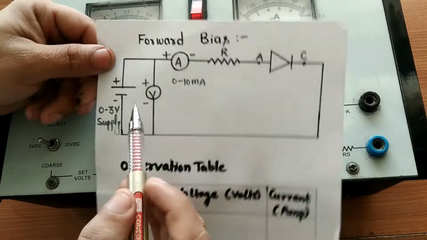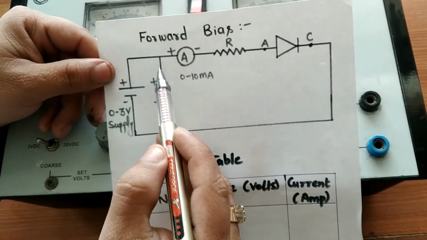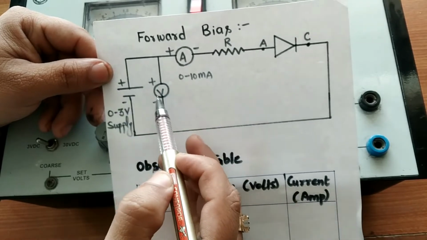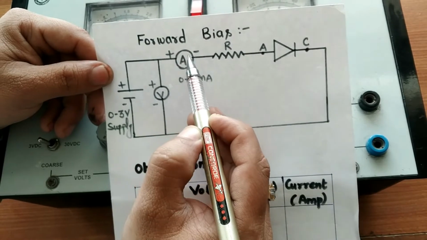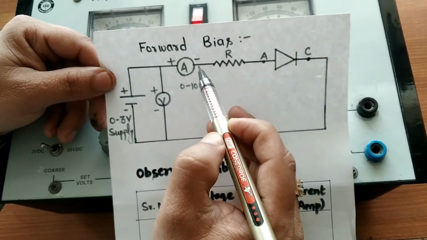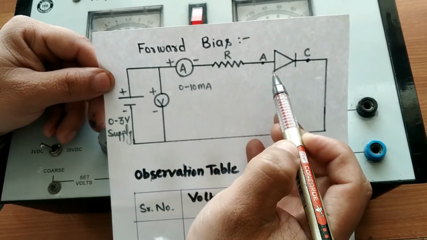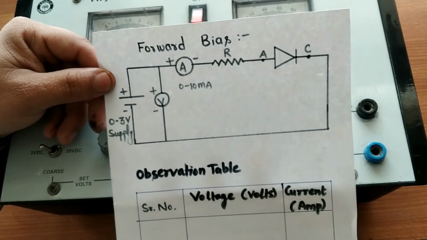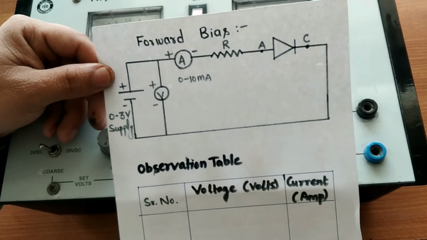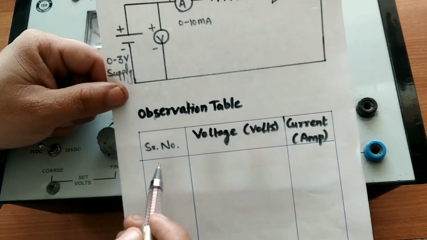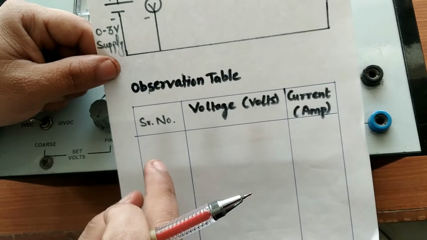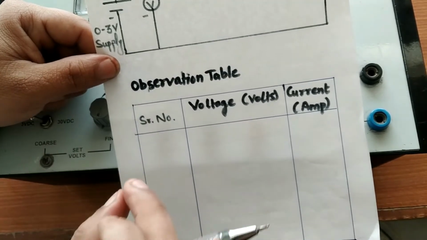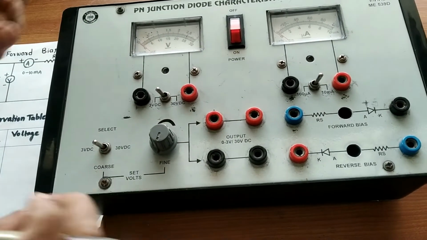For the forward bias condition, we have to connect the voltmeter in parallel to this battery, and we have to connect an ammeter in series with this diode. Okay, and this will work as your forward bias condition. We will be taking some observations. As we connect things, we will observe some readings.